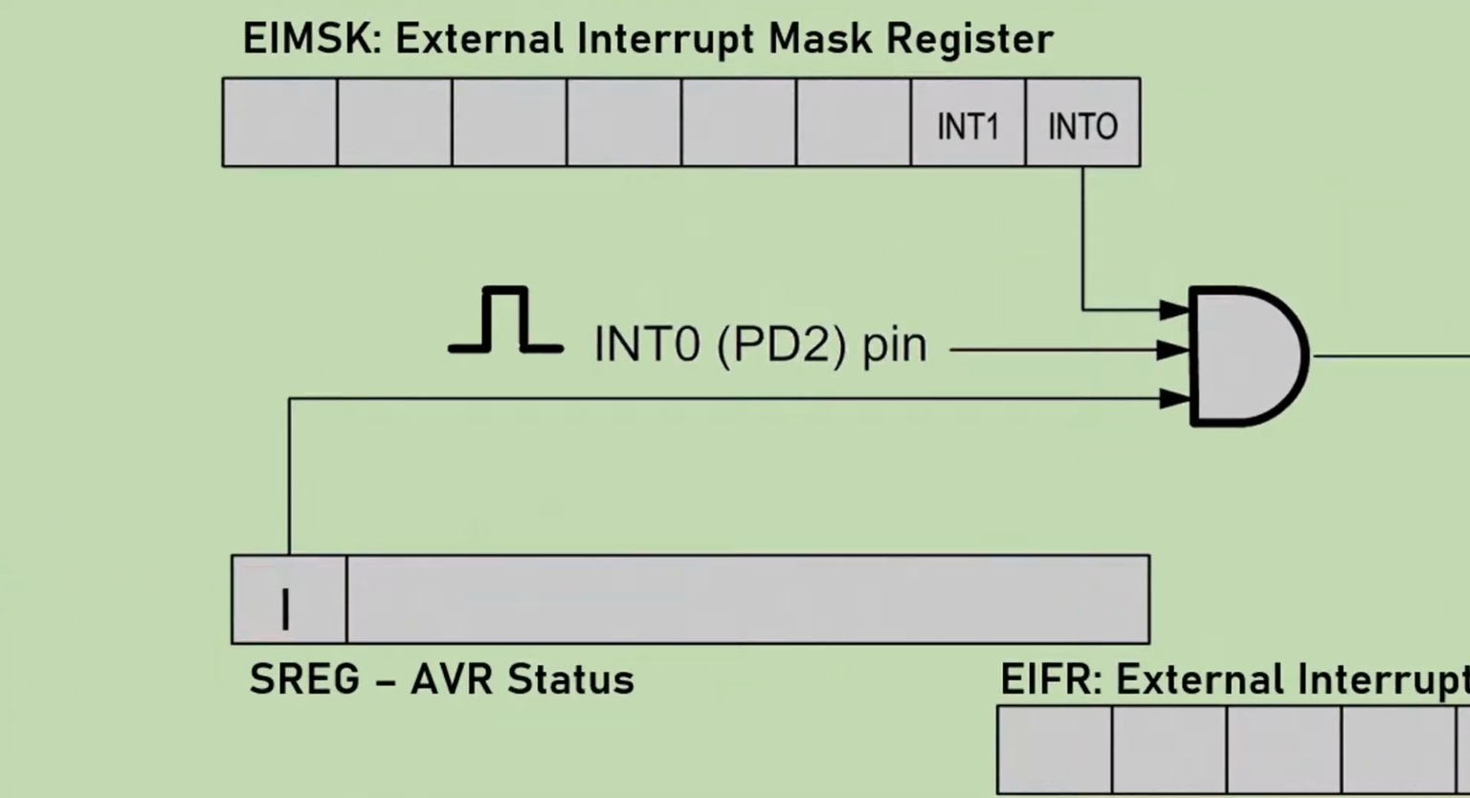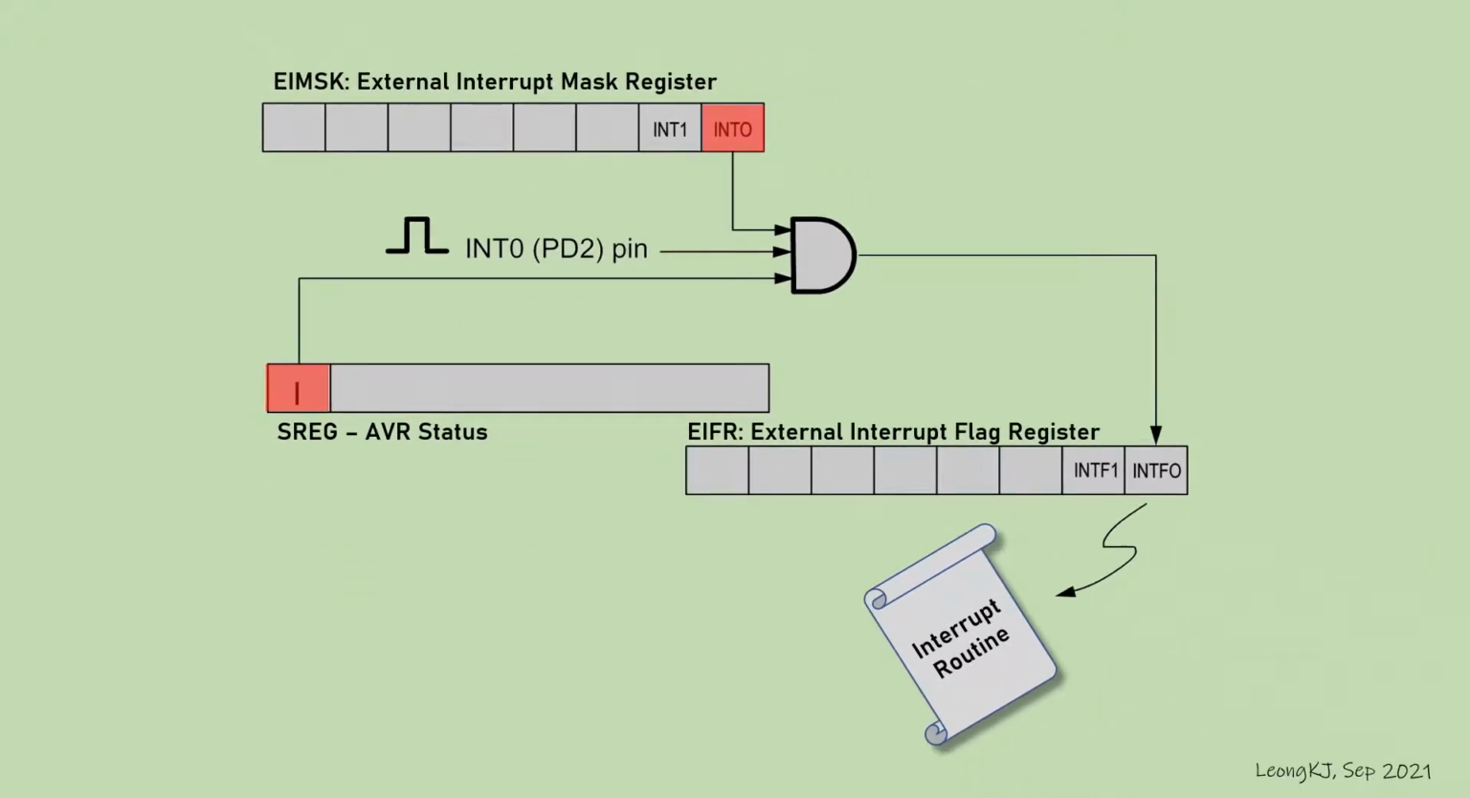Set the global interrupt enable bit. Set the interrupt 0 bit in the external interrupt mask register. The microcontroller will respond to the interrupt by setting the external interrupt 0 flag. This will in turn direct the program to run the interrupt routine.